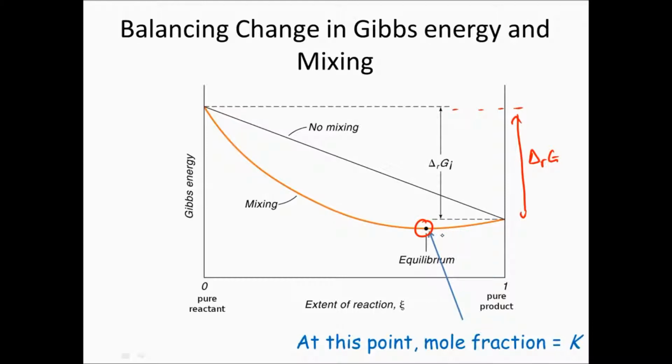But this is where, if you have A going to B. Okay. But we can generalize by saying that at this point, we can find a point where delta G, the slope, is 0 at the minimum of this curve. And therefore, we can use this information to find out the equilibrium constant.